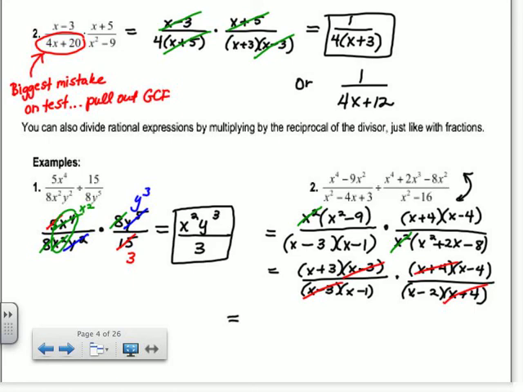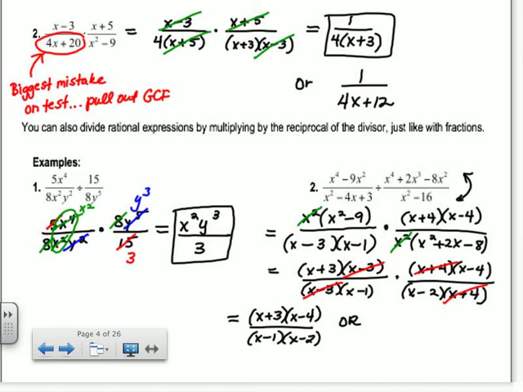So you can write your answer in two different ways. You can leave it as x plus 3 times x minus 4 over x minus 1 times x minus 2. So I don't mind that. That's fine. That'll actually be helpful later on when we're graphing to see it in the factored form. Or you can multiply it out.